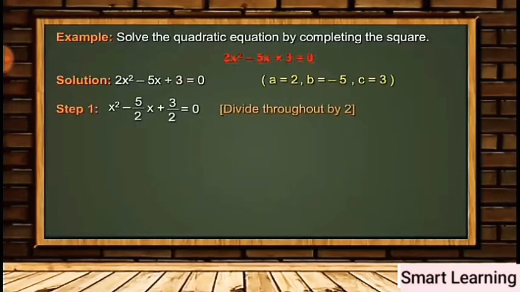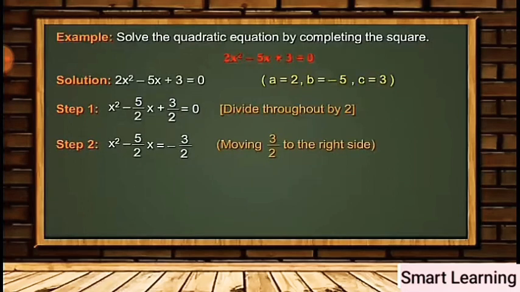First step, divide throughout by 2 as here the coefficient of x², a, is equal to 2. We get x² - (5/2)x + 3/2 = 0. In second step, moving c/a, that is 3/2, to the right side, we get x² - (5/2)x = -3/2.